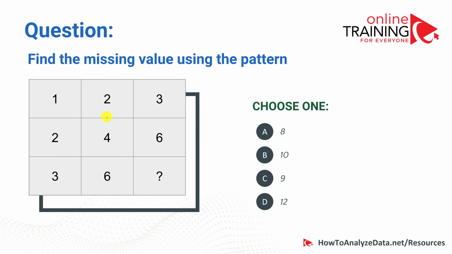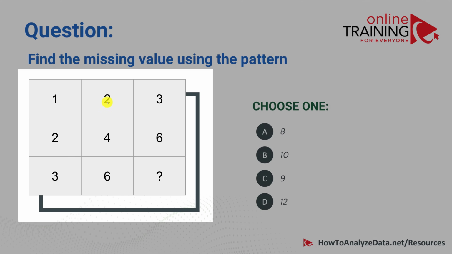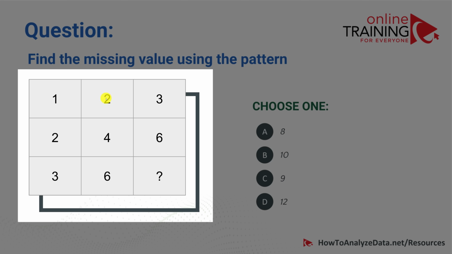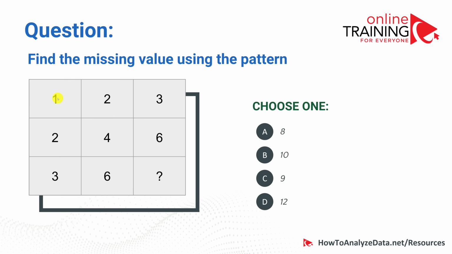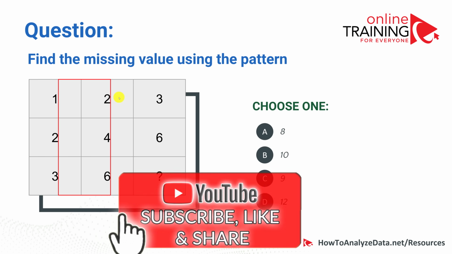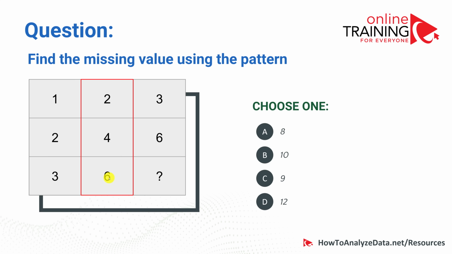Before I reveal the right answer, let me discuss the pattern with you. You see 1, 2, and 3, right? But then this one, 2, 4, and 6. So it's not sequential, it's not like 1 plus 1 equals 2, plus 1 equals 3. There is a different type of pattern here. The right pattern is that 1 plus 2 equals 3, and then 2 plus 4 equals 6. And once you know the pattern, you can easily calculate that 3 plus 6 equals 9. So the right answer here is choice C.